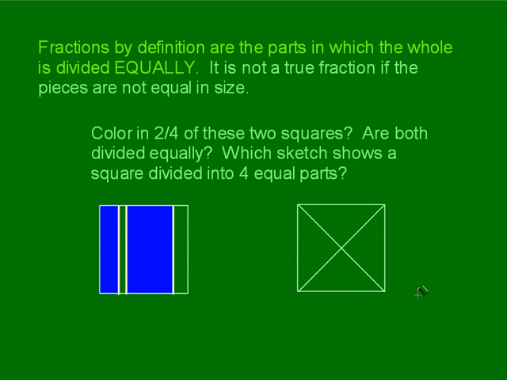Now, if you look over here at this particular square, these 2 sections are equal to each other because they are divided appropriately. This section is equivalent to that section also. So this is a great example of a fraction divided equally. It's parts of a whole. This is not a good example.